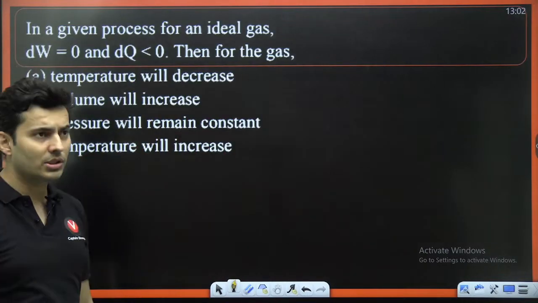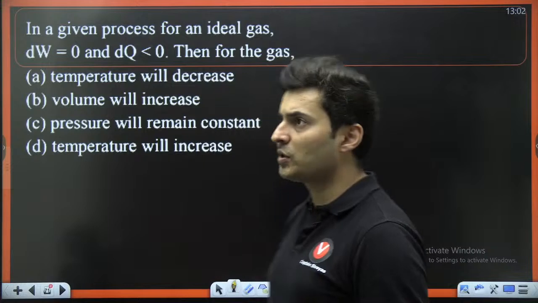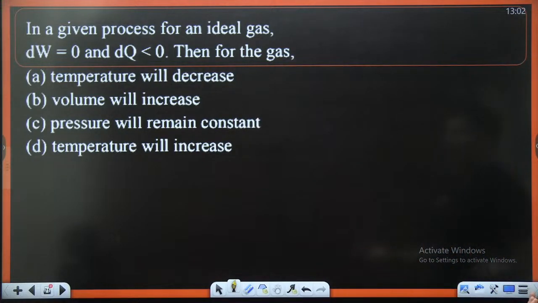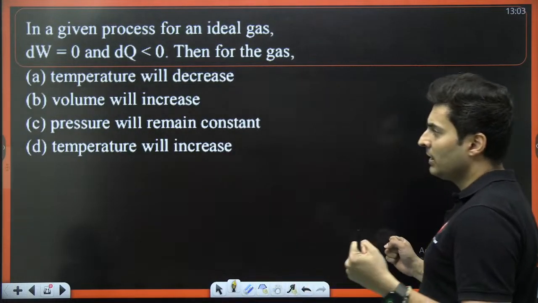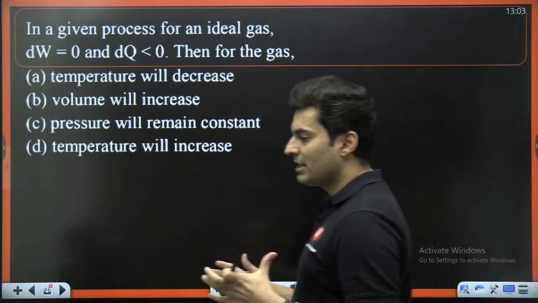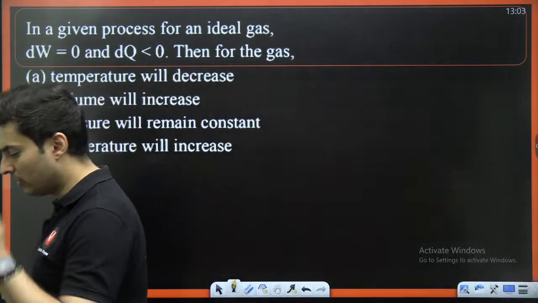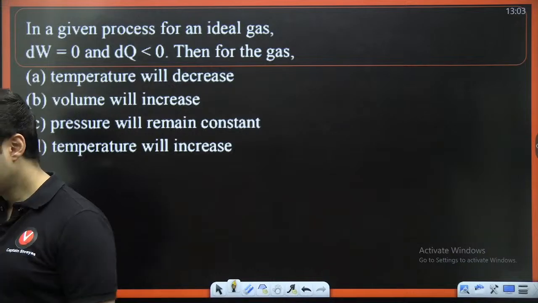Yeah, here is the first question coming up on your screen. Just purely based on the first law. In a given process for an ideal gas, work done is 0, heat is negative, then temperature will increase, volume will increase, pressure will remain same, or temperature will decrease. Straightforward question. Come on. Answer, guys.